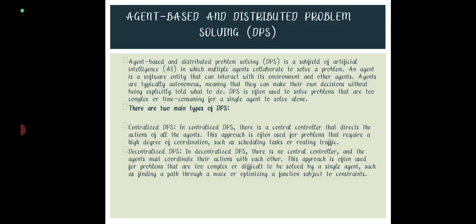In decentralized DPS, there is no central controller like centralized DPS, and the agents must coordinate their actions with each other. This approach is often used for problems that are too complex or difficult to be solved by a single agent, such as finding a path through a maze or optimizing a function subject to constraints. So, decentralized DPS is used for problems that are too complex or difficult to be solved by a single or multiple agents.